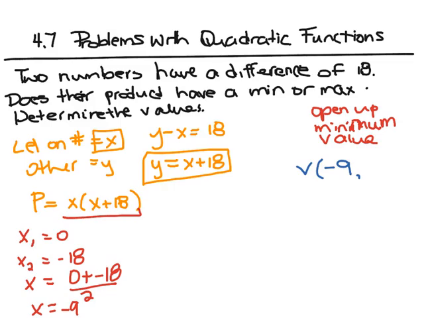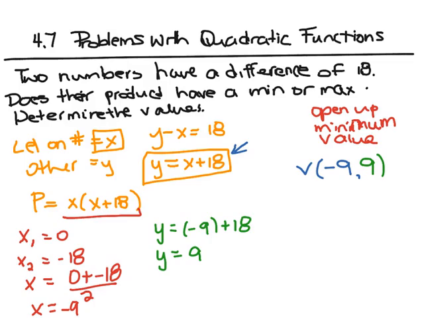Now we want to solve for y. So we're going to put it back into the equation. So really we're looking for y. So this equation helps us solve for y. So we're going to plug it into there. y equals negative 9 plus 18. Therefore, y equals positive 9. So our vertex is at negative 9 and 9.